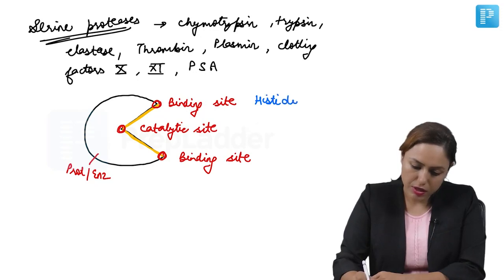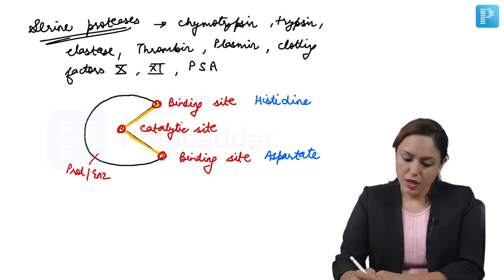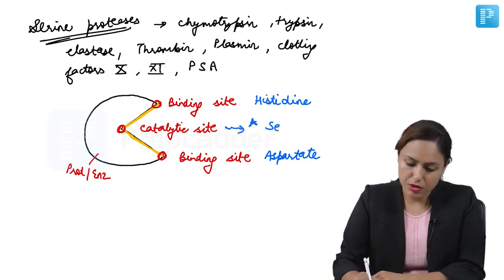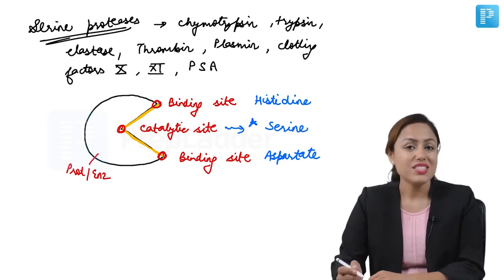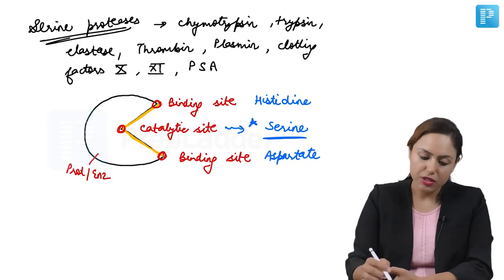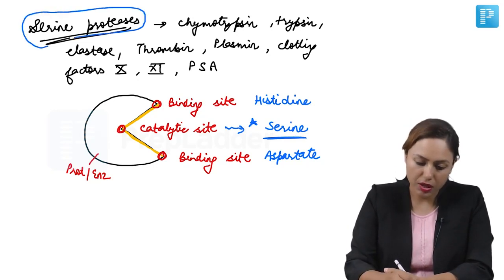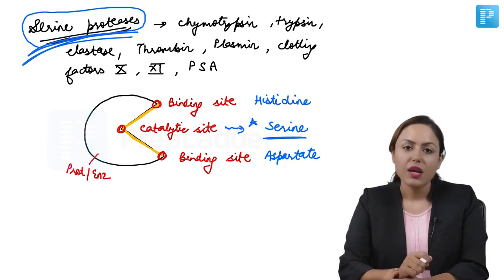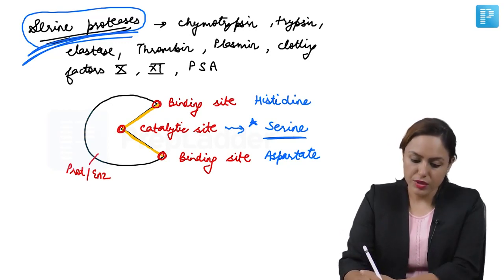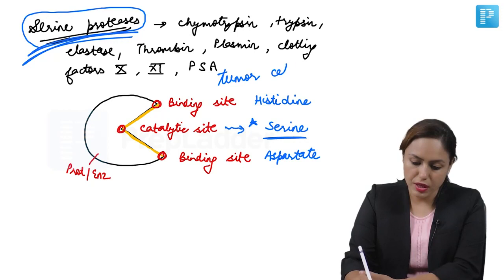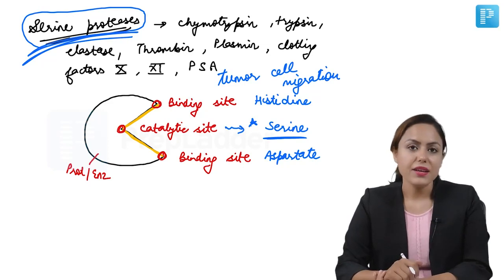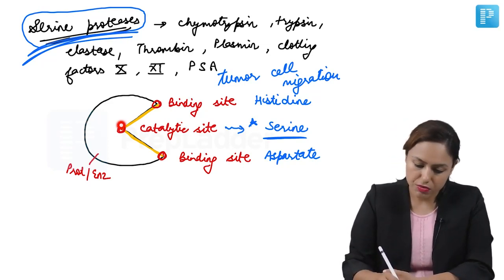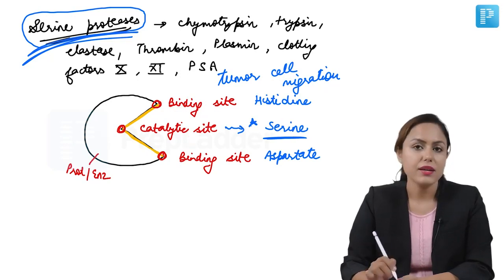Here there is histidine. At the other binding site there is aspartate, and at the catalytic site, very important, it is serine. Because serine is helping in cutting, that's why the name of these enzymes is serine proteases. With the help of serine, protein is cut, right? And one important point, serine proteases have a role in tumor cell migration, right? And here I can also say that the active site is made up of binding site and catalytic site.